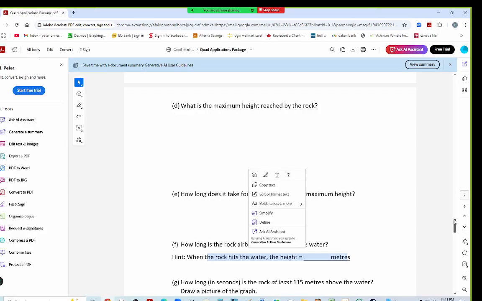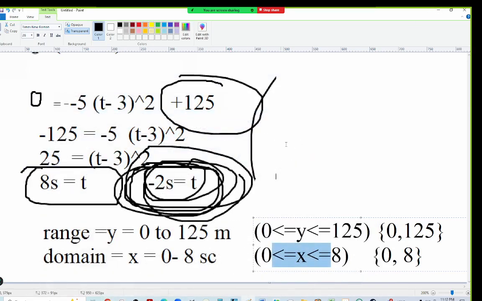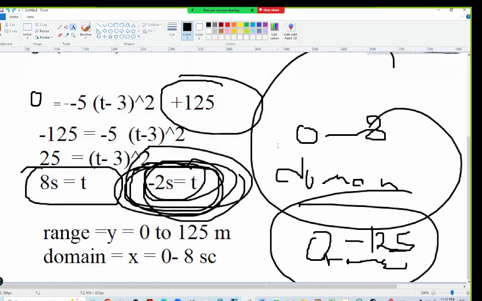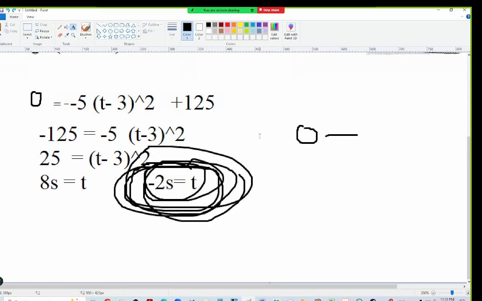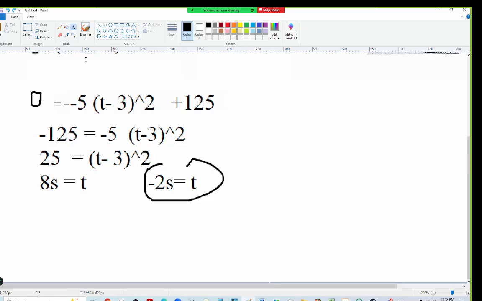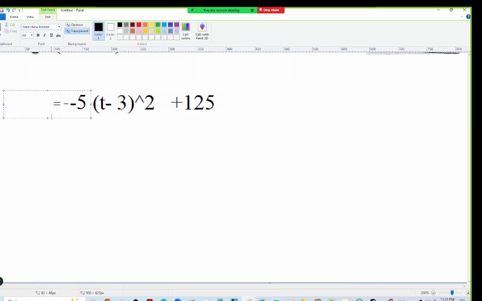And then it says here, how long in seconds is the rock at least 100? Here's a good question. This is important. When is the rock 115 meters above the ground? This is a tricky question, and I should have covered it. This is also a common question they throw in. So we're going to keep our first formula right here, and we're going to keep in mind that the max height that we've determined is 125, right? From that formula. Height based on time.